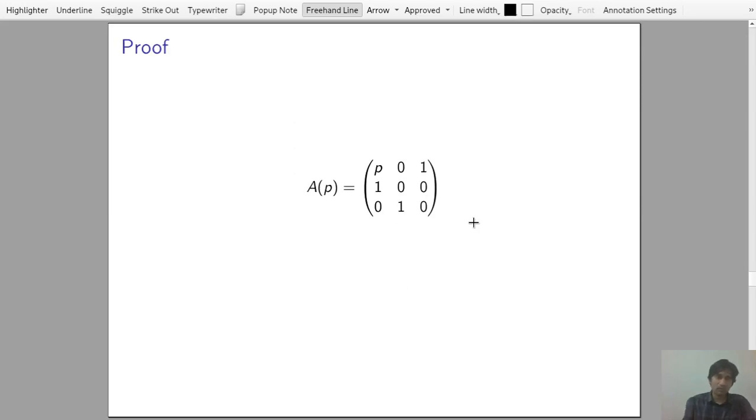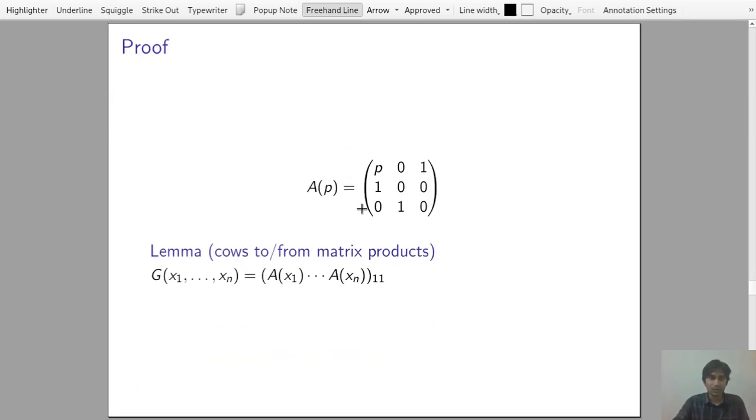Let's take a look at the proof. We denote by A of p, where p is a polynomial, the 3 by 3 matrix with rows (p, 0, 1), (1, 0, 0), (0, 1, 0). And we can prove an intermediate lemma that shows that Narayana's cow polynomials are exactly captured by a product of such matrices. If you take the nth polynomial, then it's a product of A of x1, A of x2, etc. up to A of xn, and taking its (1,1)th entry.